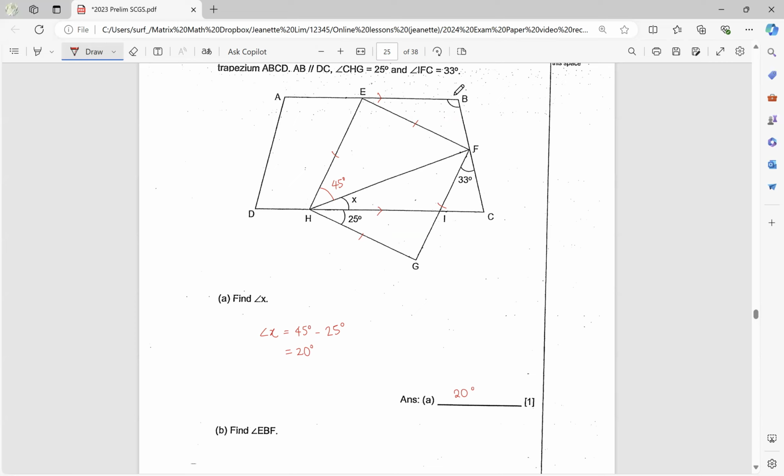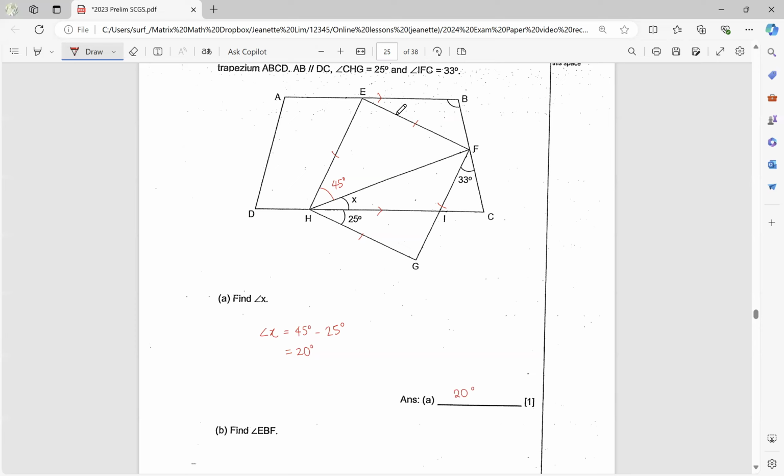Firstly, to find EBF, let's find FCH. Because if we can find angle FCH, then using interior angles, you can use 180, because angles between two parallel lines add up to 180. So 180 will be this and this, then you minus away FCH to get EBF. So how do we find angle FCH? Look at this triangle here, triangle FCH.